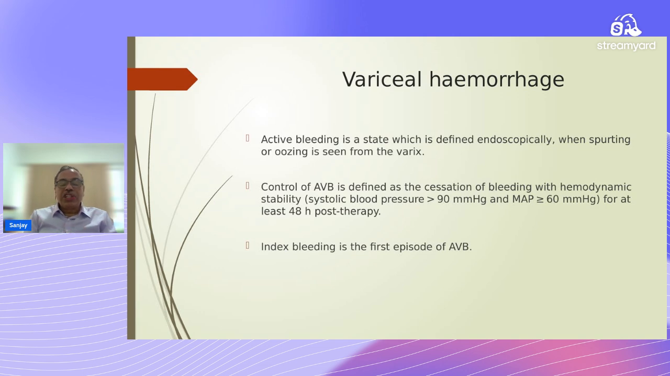That means you initiate your resuscitative measures and definitive measures, and there is a complete cessation of bleeding with hemodynamic stability covering these parameters at least for 48 hours following the initiation of therapy. And then you can say that you have been able to control the acute variceal bleed. And we have already seen what is index bleeding. Index bleeding is the first episode of acute variceal bleed. So these are the different terminologies which are used in conjunction with when you talk about acute variceal hemorrhage.